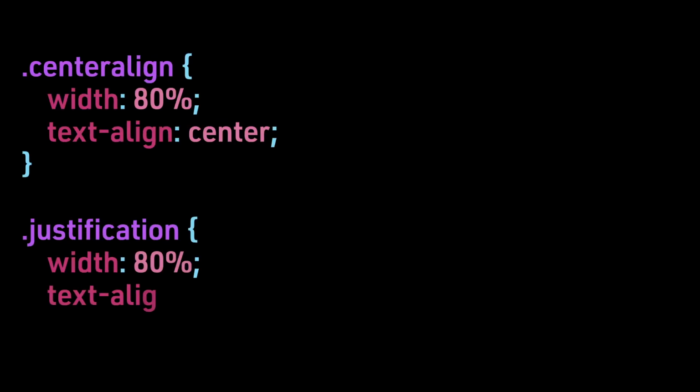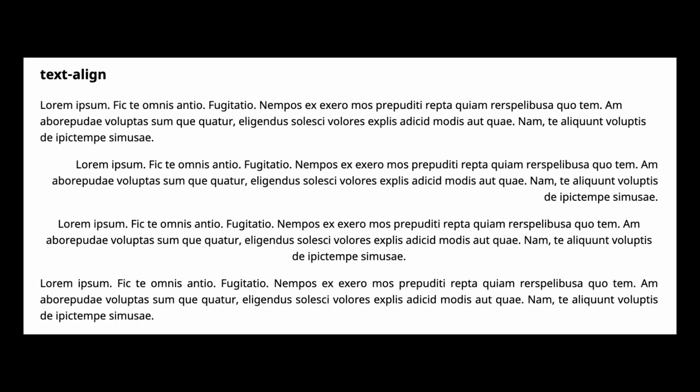In the second set of examples, we will center align the text with width 80%, text align center, and class justification, we will justify the text. Text align justify. Here is the result.